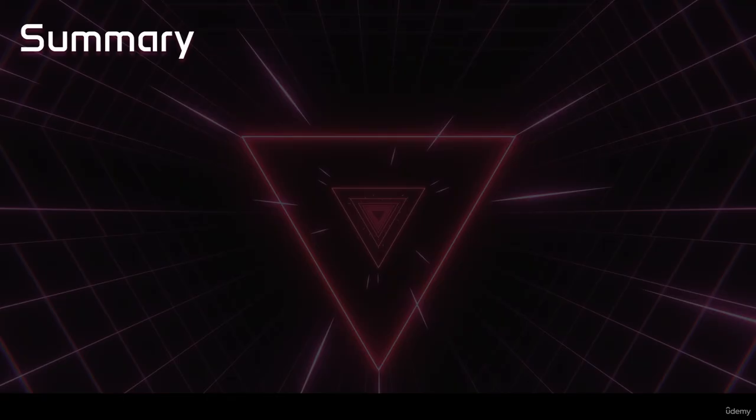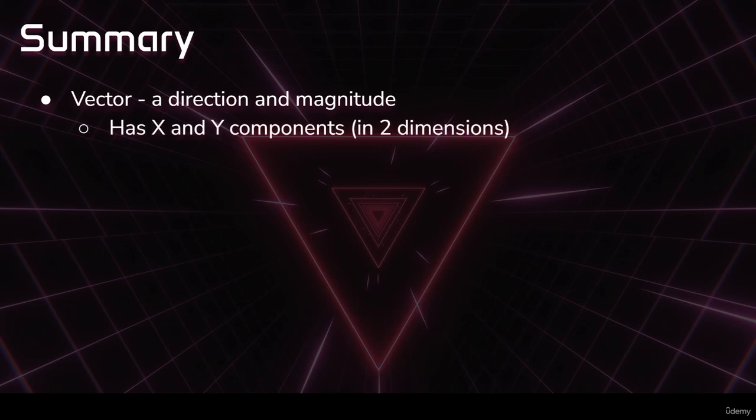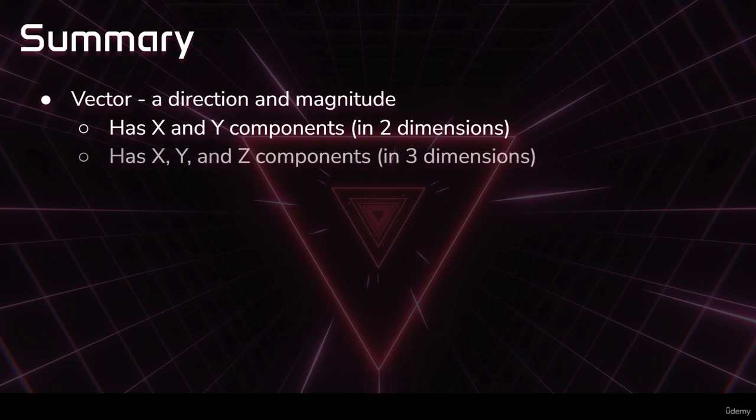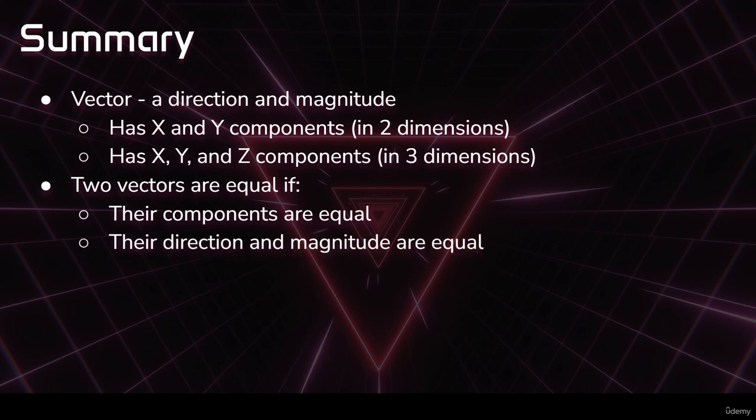So in summary, we've learned that a vector has two key pieces of information, a direction and a magnitude. And we've learned that it has x and y components, if it's a two-dimensional vector, and it has 3 components, x, y, and z, if it's a 3-dimensional vector. A single numerical value is called a scalar, and you must have at least 2 dimensions for a numerical quantity to count as a vector. We've learned that 2 vectors are equal if their components are equal. If 2 vectors have equal components, then that means their direction and their magnitudes are also equal, and this would mean that they are the same vector.